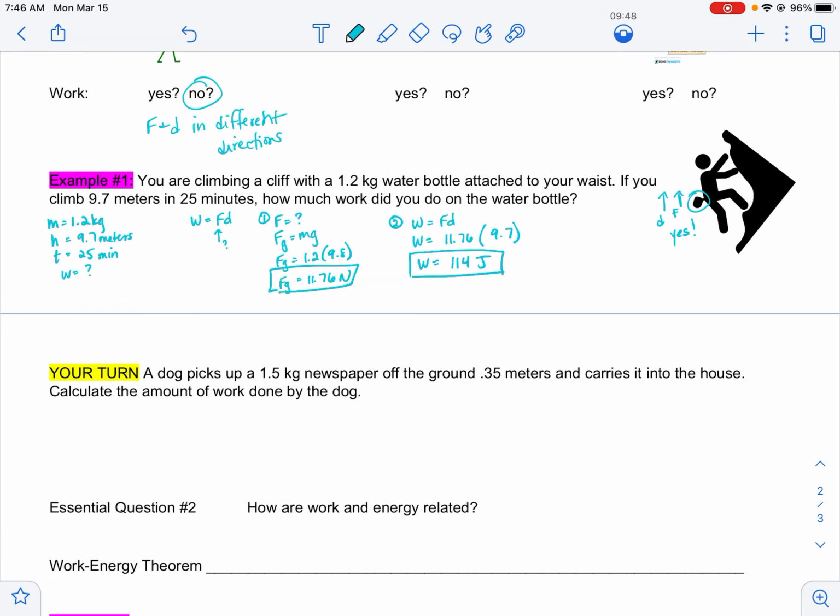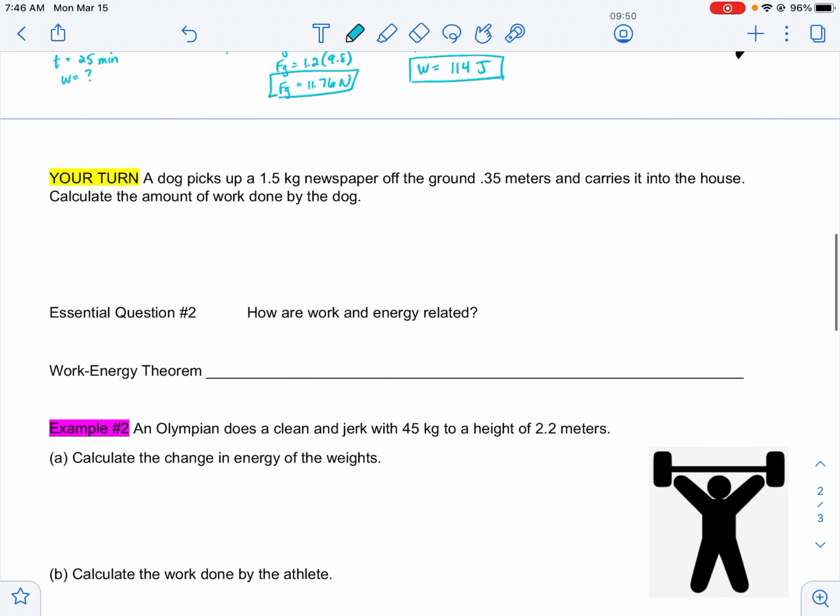All right, so your turn. A dog picks up a 1.5 kilogram newspaper off the ground, 0.35 meters, and carries it into the house. Calculate the amount of work done by the dog. So turn the video off. Go ahead and give that a shot.